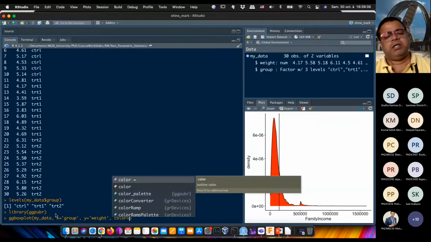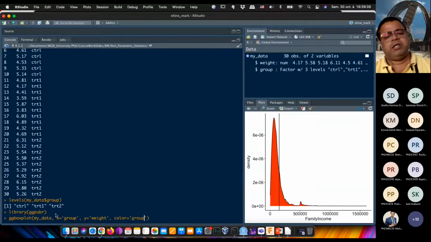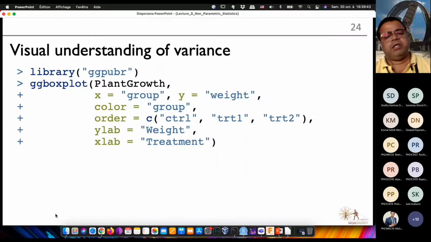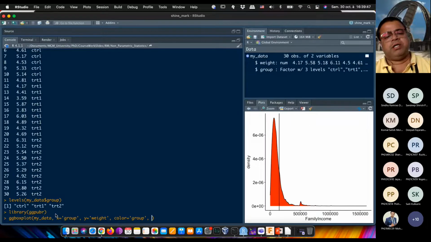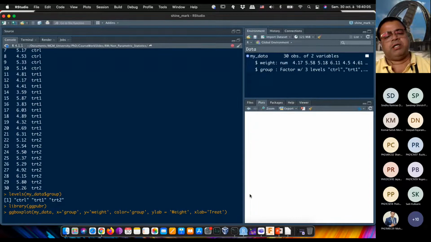So what I am going to do is color by group. Okay, each group will have a different color. So each box plot will have a different color. If you don't want the different color, doesn't matter. Okay, so ylab. So what will be the ylab? Y label is weight, and then x label equals treatment. Okay, if I do that, let's see what happens.